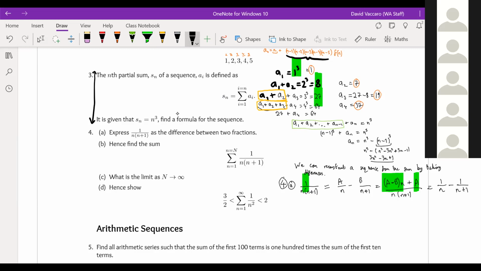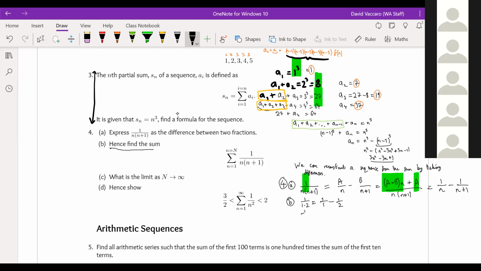Part B says, hence, find the sum of 1 over n plus 1 from 1 to n. So the hence is the giveaway. So I want to use the previous identity. So when n is 1, the previous identity tells me that 1 over 1 times 2 is 1 over 1 take away 1 over 2.